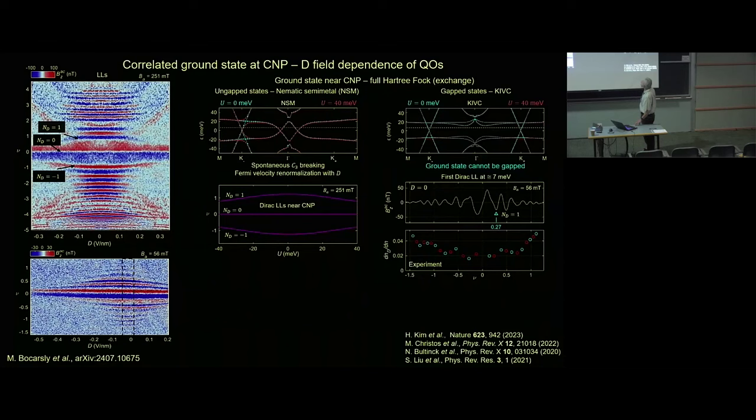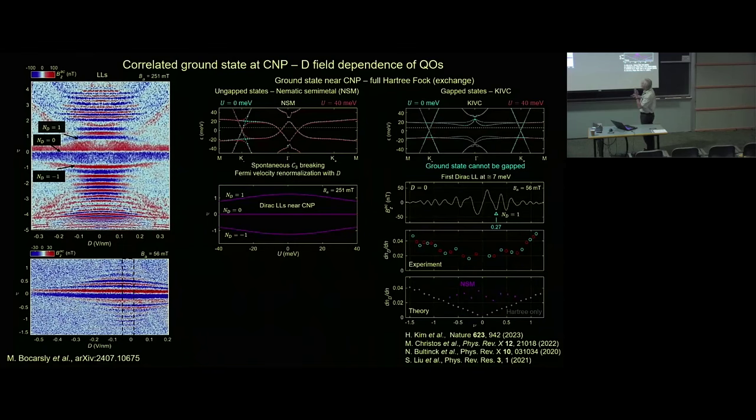This means the ground state cannot be gapped. I repeat, if the ground state is gapped, all the carriers up to the hybridization energy should go into the Dirac band. But we see that a tiny amount goes into the Dirac band, which means that the picture should be like this. Now if we take these Hartree-Fock calculations, we can calculate, as I said, how many carriers go into the Dirac band, and we indeed find that about 3% do.